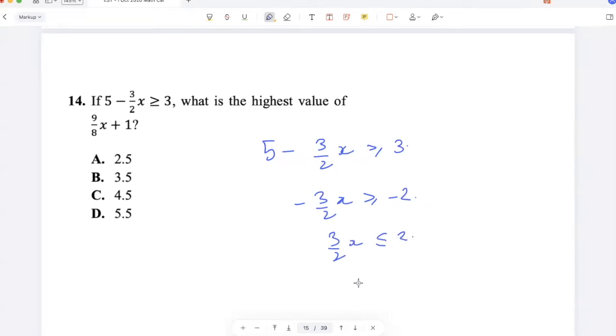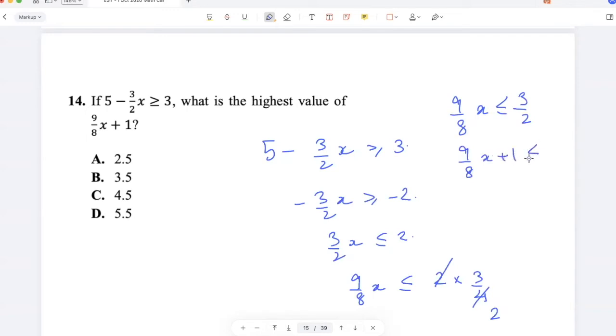So 9 by 8x would be less than or equal to 2 times 3 by 4, because 3 into 3 is 9, and 2 into 4 is 8. So 2 twos are 4. So 9 by 8x is less than or equal to 3 by 2. So 9 by 8x plus 1 is less than or equal to 3 by 2 plus 1. So 9 by 8x plus 1 is less than or equal to 5 by 2, right? So the highest value is 5 by 2, which is 2.5.